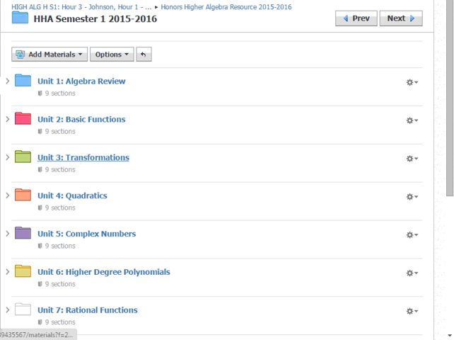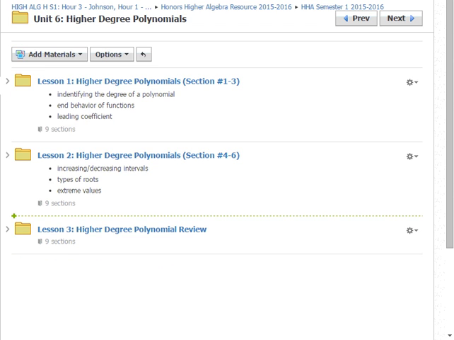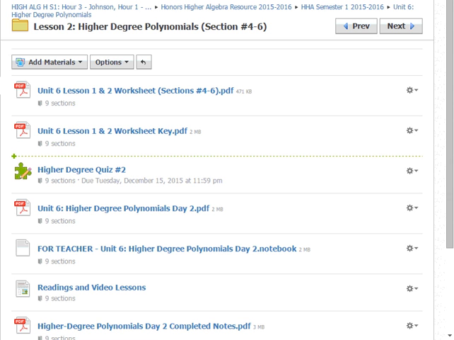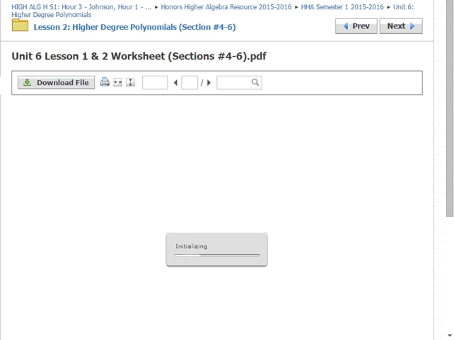And now we're in this thing called higher degree polynomials. It's unit 6. We kind of skipped through lesson 1. I reviewed all of it today, and lesson 2 is the one I want you to do for today. Lesson 2's worksheet says lesson 1 and 2 worksheet. That's this. It's all one big worksheet for the last 2 days.